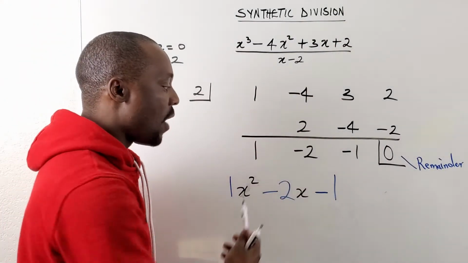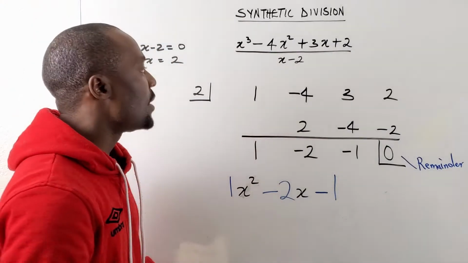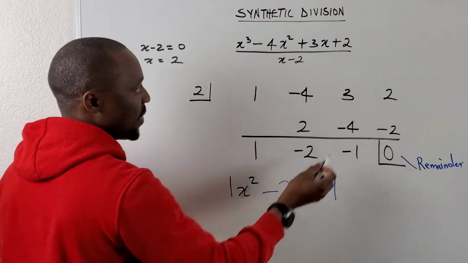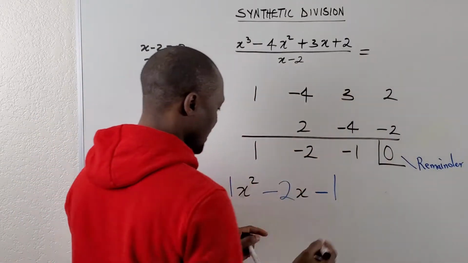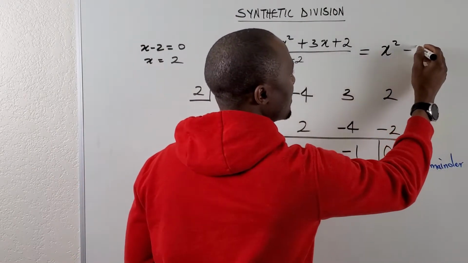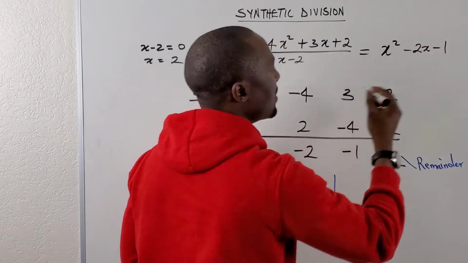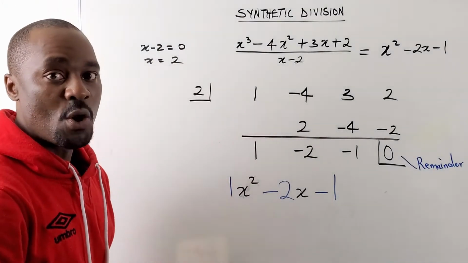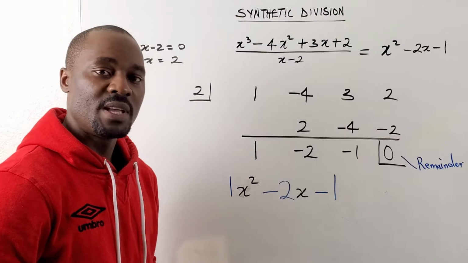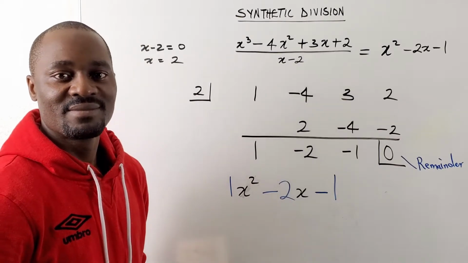That's how synthetic division works. So when you divide this by this, this is what you get as your answer. We can easily write it as x squared minus 2x minus 1. That's your answer. There will be no remainder because your remainder is 0. We'll take another example and see how that works out.